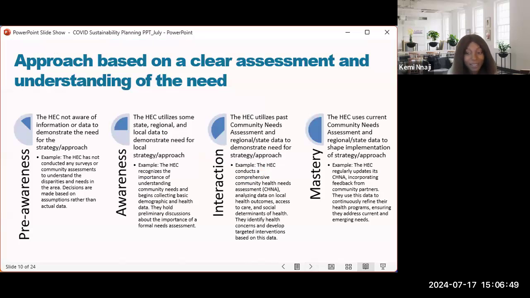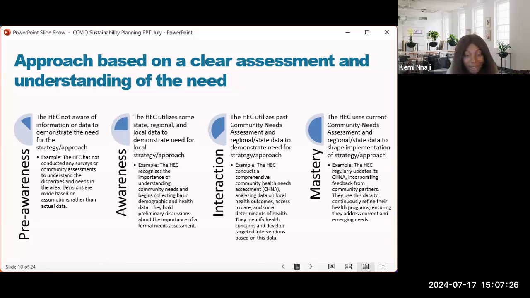The first aspect of this is that the approach is based on a clear assessment and understanding of the need. At the pre-awareness stage, the HEC might not be aware of some of the information or data that's required to demonstrate the need for a particular strategy or approach. For example, the HEC may not have conducted any surveys or assessments to understand the disparities and needs in the area, so decisions are made based on assumptions rather than actual data.